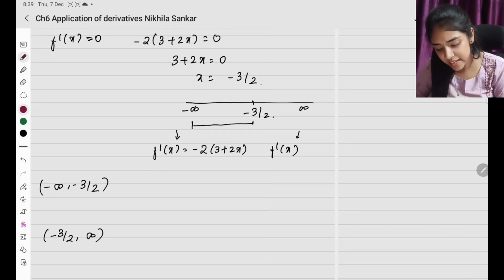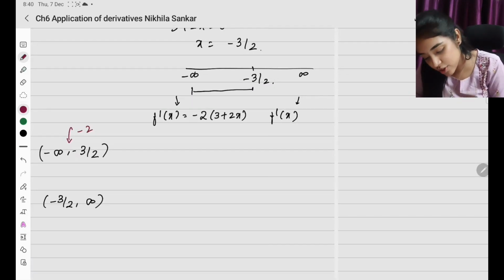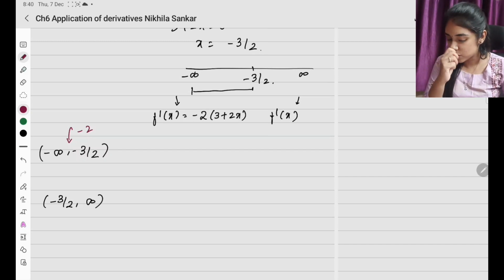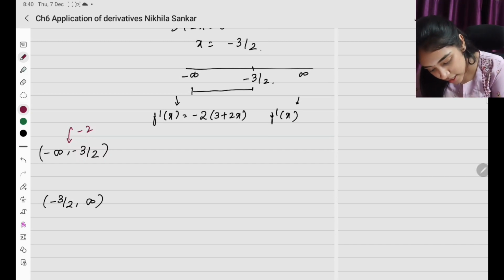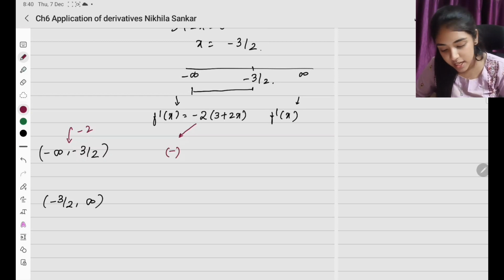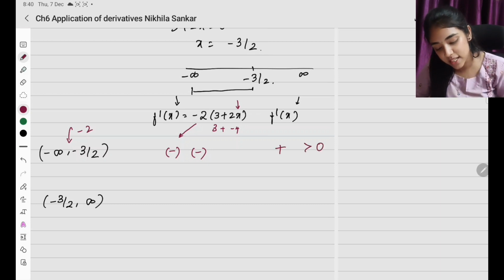Now I substitute some value in between, I can maybe substitute minus 2. Correct? Minus 3 by 2 is minus 1.5. Yeah. So I can substitute the value of minus 2. When I do that, it is going to be a minus sign. The minus sign is always going to be there. If I substitute minus 2 for x, what will I have? 3 plus 2 into minus 2 is going to be minus 4. So the value is going to be negative. Negative and negative is going to be positive, which means it's greater than 0.